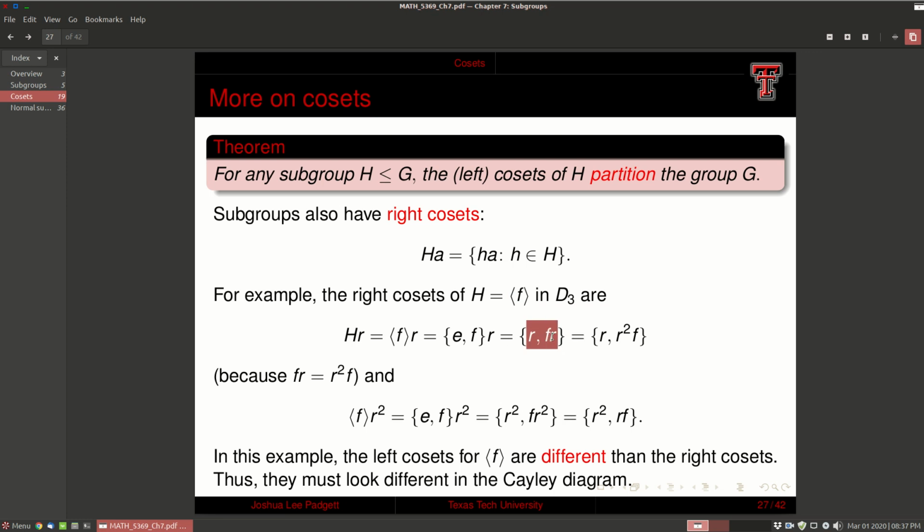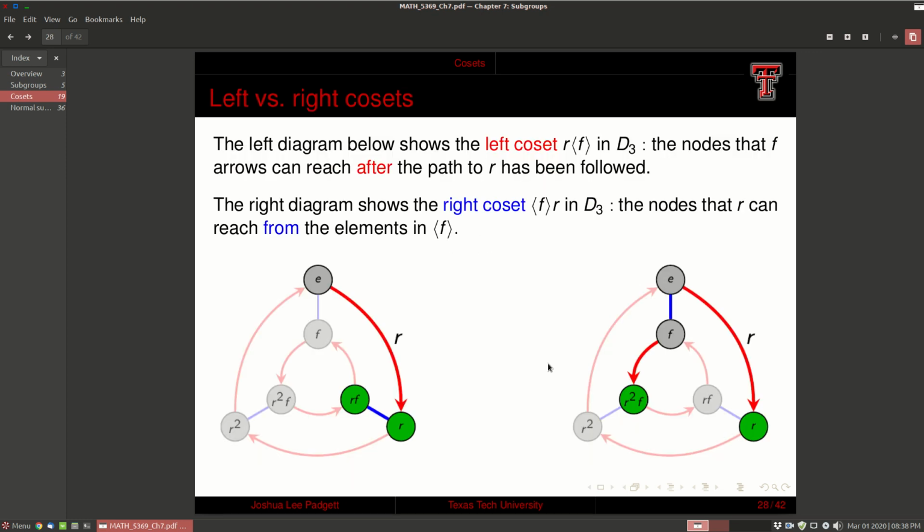Okay? And then of course, this is not equivalent to RF because I now have two different sets of elements. And similarly, I can multiply on the right by R squared, and I get FR squared. All right? And what we can see is the left cosets are different from the right cosets. So these cosets must look different on the Cayley diagram. All right? And so they do.